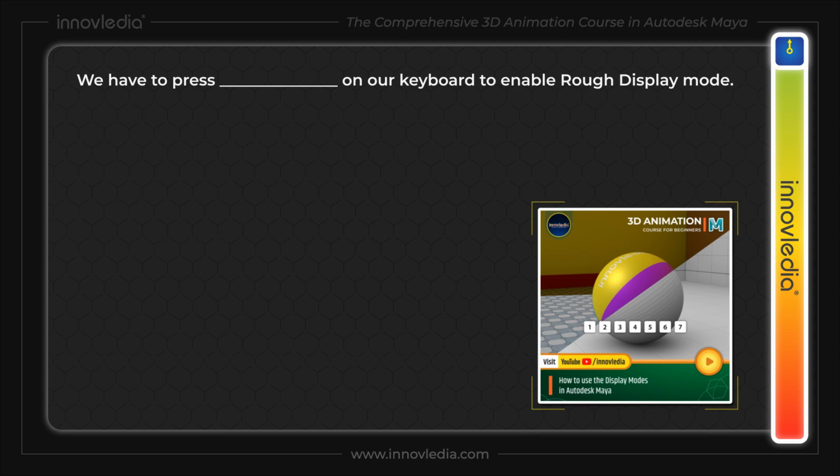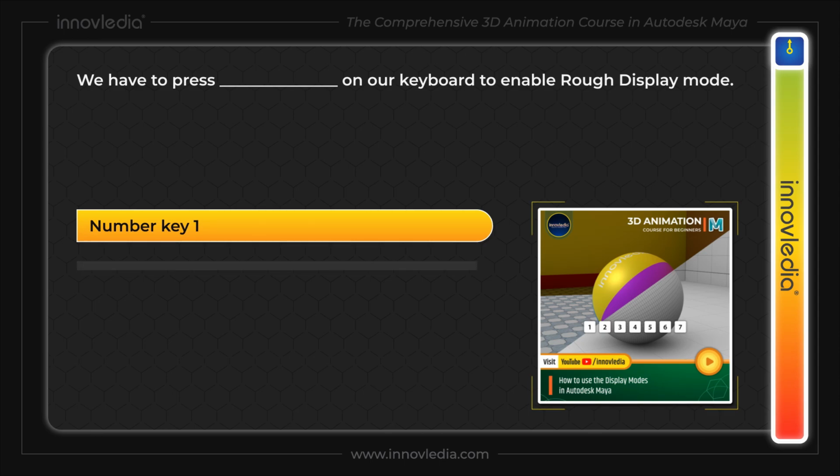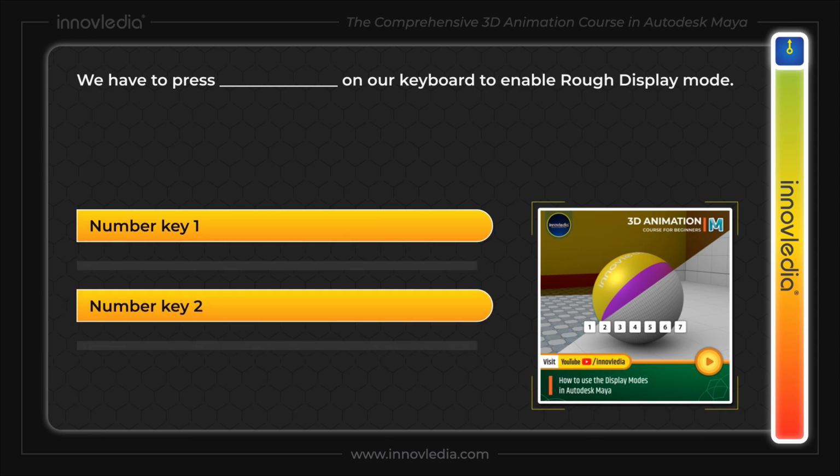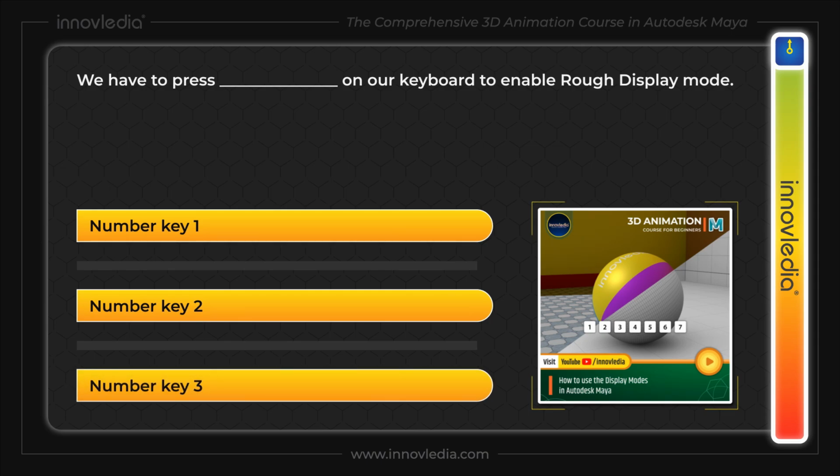We have to press dash on our keyboard to enable rough display mode. The options are number key 1, number key 2, number key 3. Your time starts now. And the correct answer is number key 1.